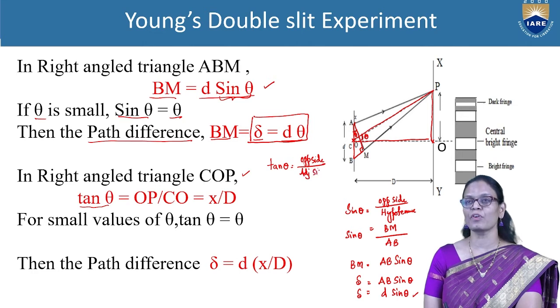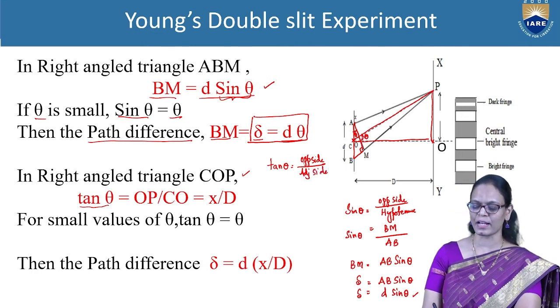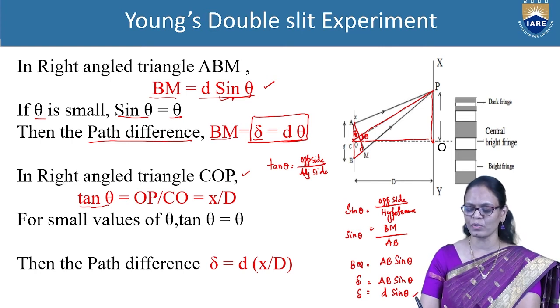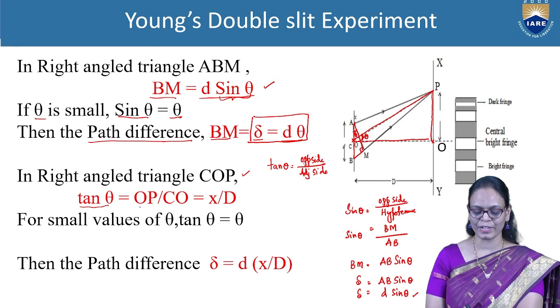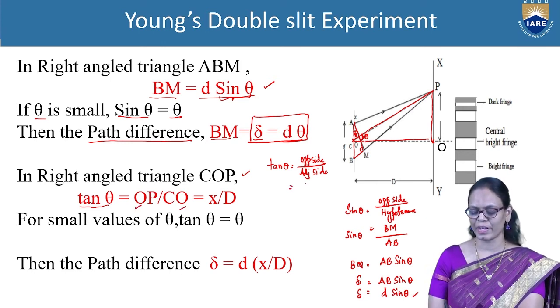We are going to write the formula for tan theta now. Tan theta is equal to what? This is theta. So what is the opposite side? OP. What is the adjacent side? OC. So we are going to write tan theta is equal to OP upon OC.